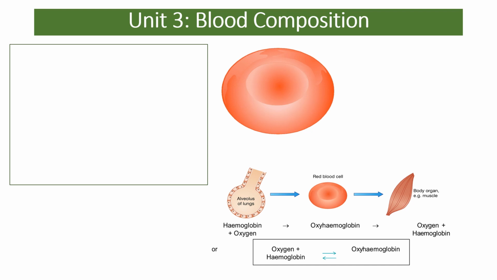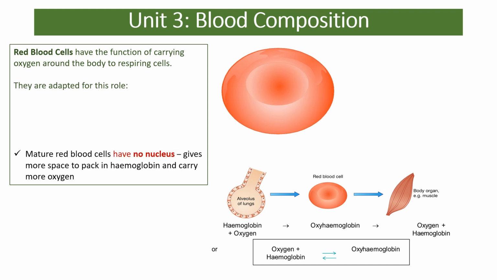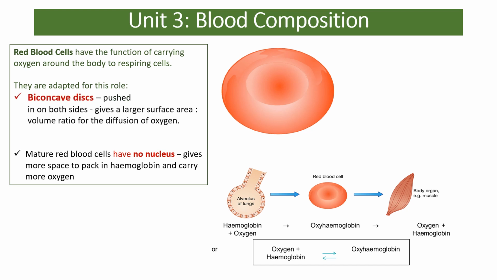So we also now look at the rest of the areas. So we've got red blood cells, and you should hopefully know they carry oxygen around the body to the respiring cells to carry out respiration. They're adapted for this role of carrying oxygen by having, first of all, the easiest one is they have no nucleus. This gives them more space to pack in this chemical called hemoglobin, which we're going to talk about in a second, and carry more oxygen.